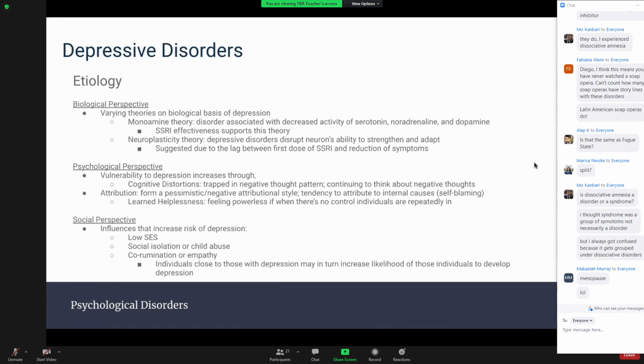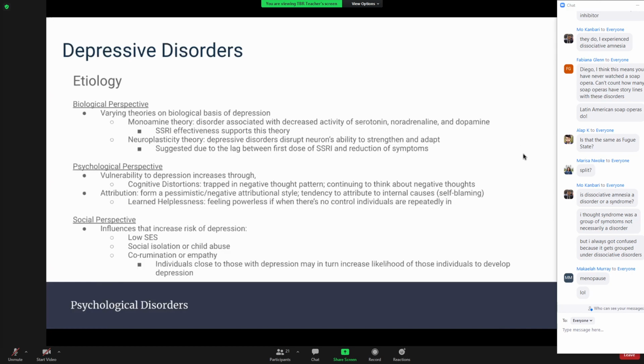There's also the neuroplasticity theory, which says that depressive disorders disrupt the neuron's ability to strengthen and adapt, also known as plasticity. And then I just wrote a note here that I don't think you really need to know, that there is a lag between the first dose of the SSRI and the reduction of the symptoms in this neuroplasticity.